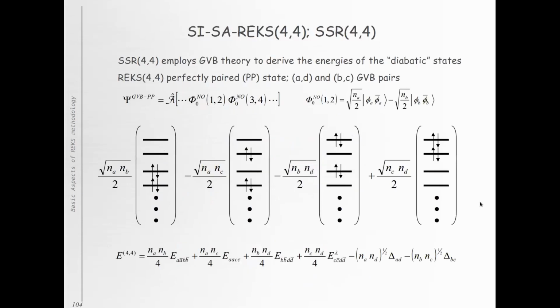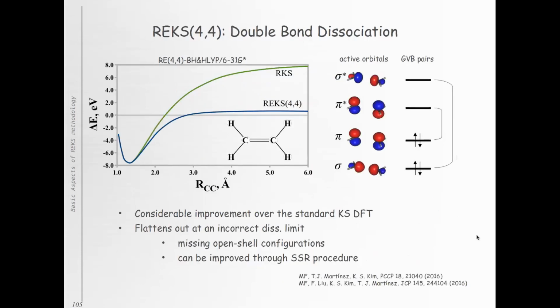Well, if we want to go beyond this simple active space, we need to extend to larger active spaces, such as 4 electrons in 4 orbitals. This implementation is still quite rudimentary. It's not available in GAMESS-US. It's available only in TeraChem at a very rudimentary level. But already this simplest extension of the REKS methodology provides very interesting results for many important situations.